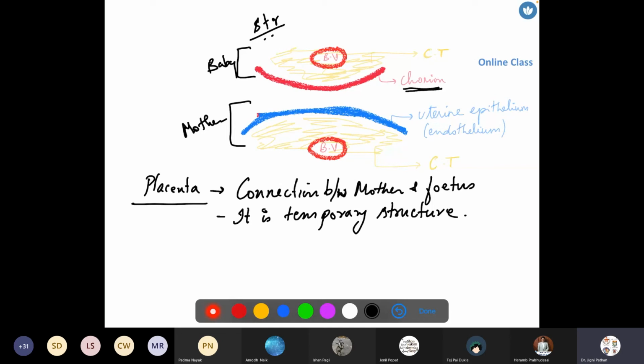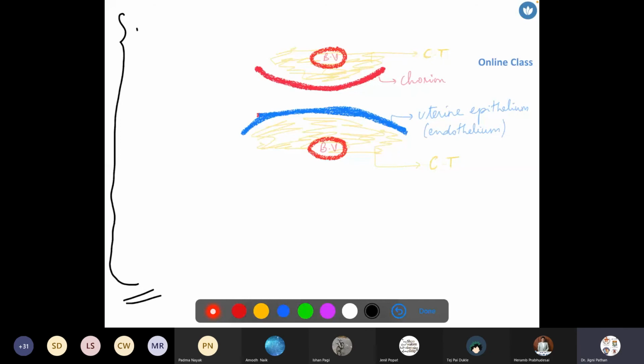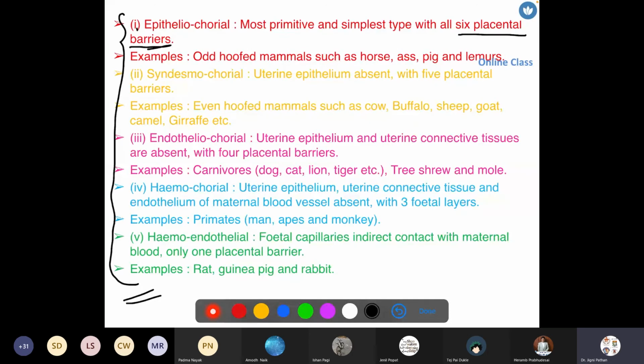Now, on the mother's side, the membrane that participates is the uterine epithelium, then the endothelium, which needs to get eroded so that they can form a connection. The next is connective tissue surrounding it, and then the blood vessels. Based on the different barriers, we have different placentas to study. The first one is epitheliochorial, in which all six types of barriers are present, exactly as shown in the diagram. Such a type is called epitheliochorial.